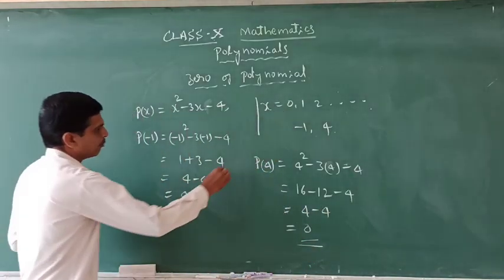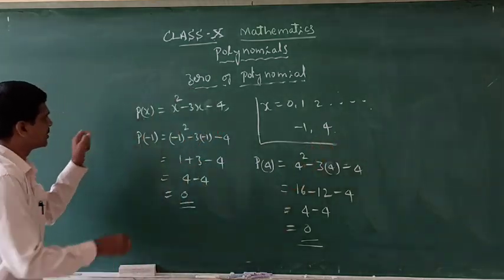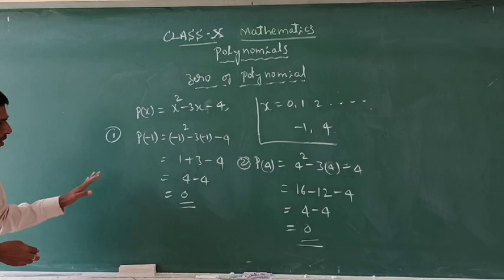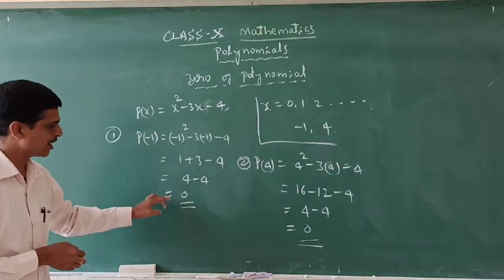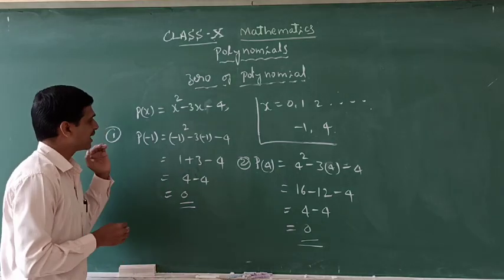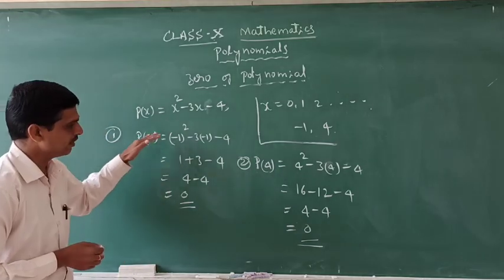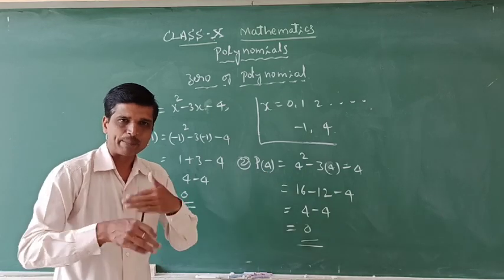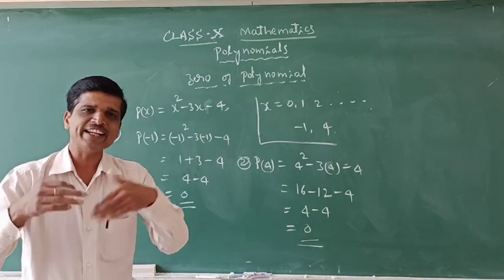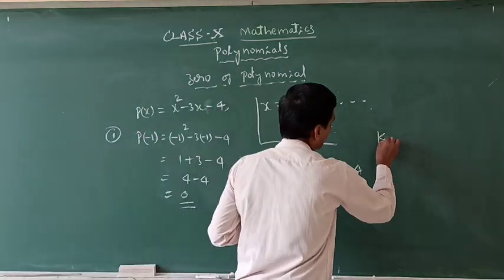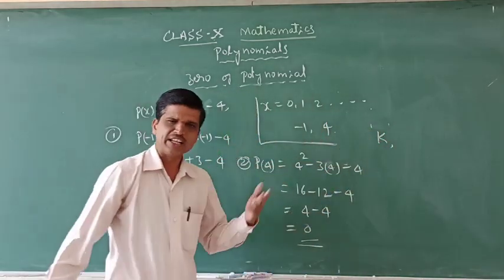So consider both examples. This is 1 and this is 2. Here what happened? The value of the polynomial becomes 0 whenever we replace the x value by minus 1, and by 4. That is why, by replacing the variable by any real number, consider k is a real number, any real number.